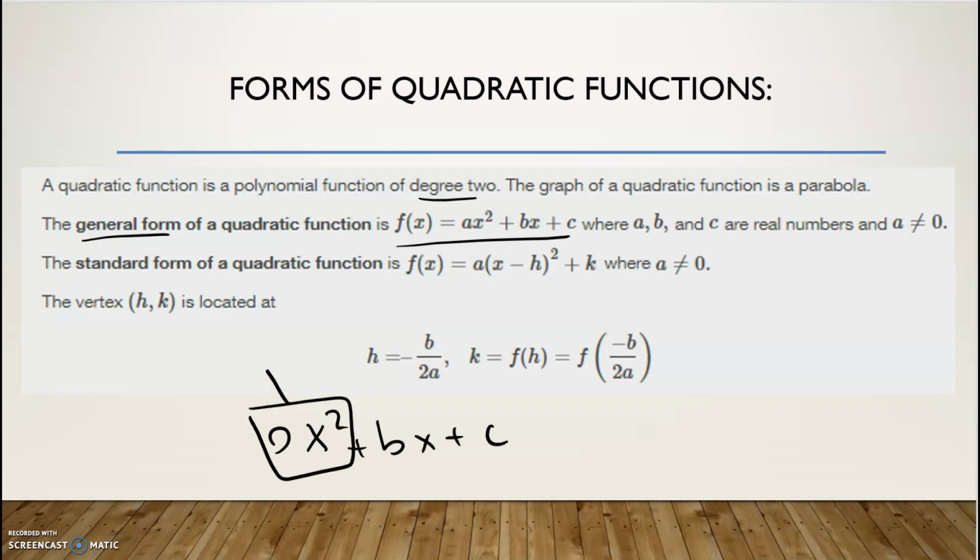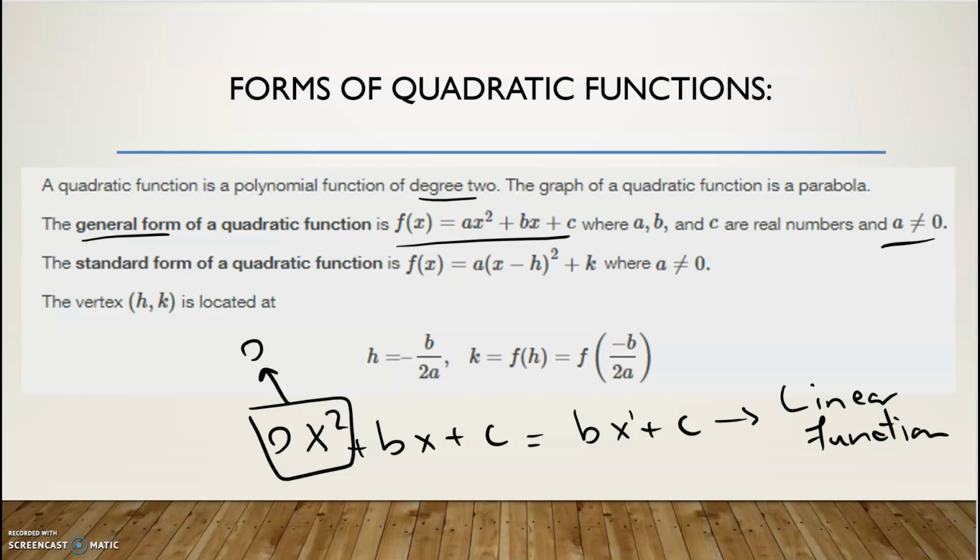Well, this entire term here would go to 0, and then we would have bx plus c. Since x is raised to 1, this graph wouldn't be quadratic anymore. It would be a linear function. That's why they say that a cannot be equal to 0, because if it is, then you lose the x squared, which gives your function the quadratic characteristic.